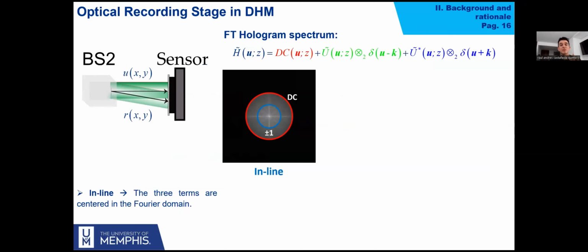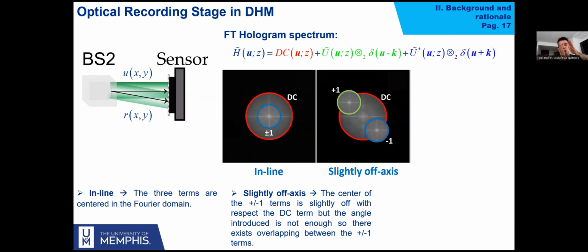Basically, there are three different architectures in which the hologram can be recorded. These architectures depend on the angle between the reference and the object beam. If we compute the Fourier transform of the hologram, there are three terms: the DC term, the minus one term, and the plus one term. They are the diffraction terms. When these three diffraction terms overlap between them, the architecture is called inline.